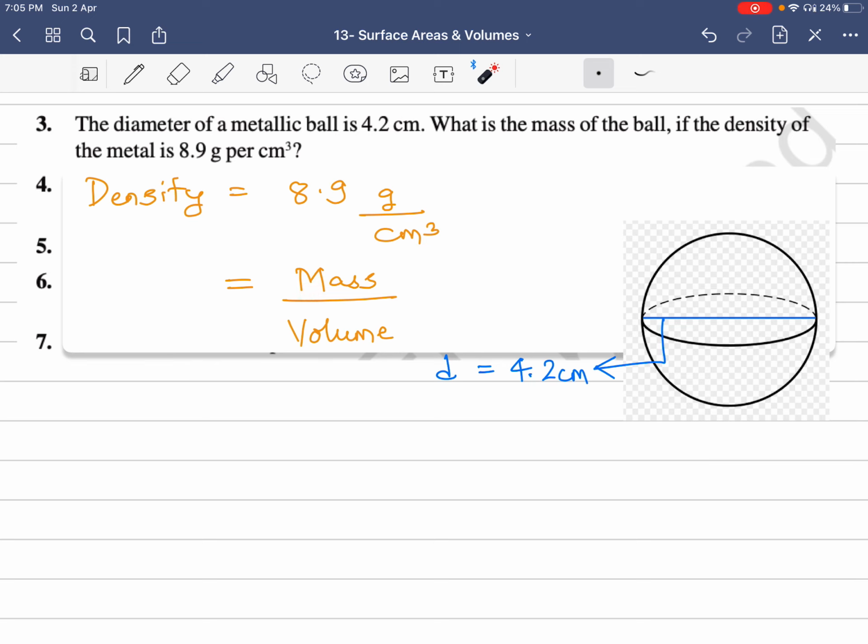Now, in this question we are given the density, and what we have to find is the mass of the ball. Oh, I'm so sorry, let me highlight it. We have to find the mass of the ball. So mass is unknown, density is given to us, and volume we have to find. We can easily find the volume of a sphere because we know the formula for the volume of the sphere is 4 upon 3 pi r cube.